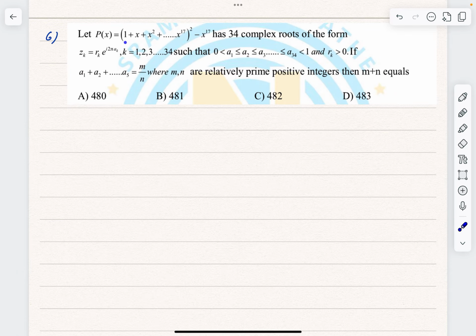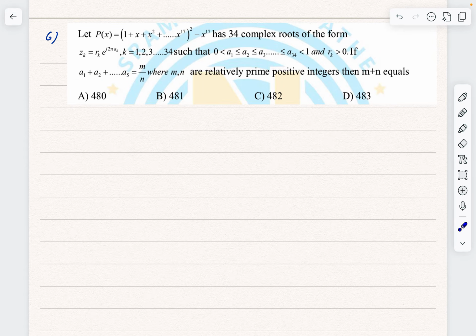P of x is (1 plus x plus x square up to x power 17) whole square minus x power 17, which has 34 complex roots of the Euler form, with the argument given in this form: for k equal to 1, 2, 3 up to 34, alpha k lies between 0 and 1, so the argument will lie between 0 and 2 pi. If the sum of alpha 1, alpha 2, alpha 3, alpha 4, alpha 5 is m by n, you have to find m plus n.